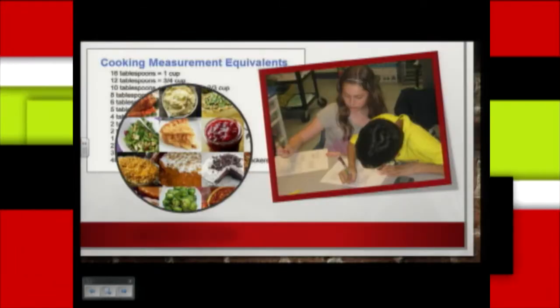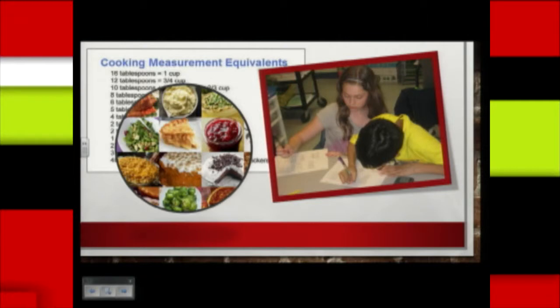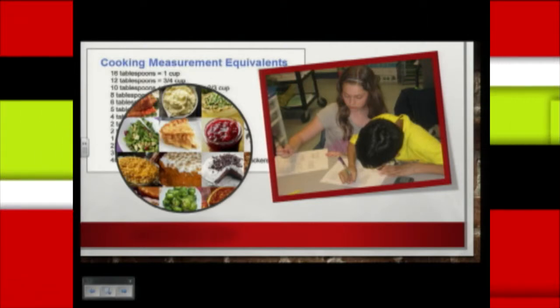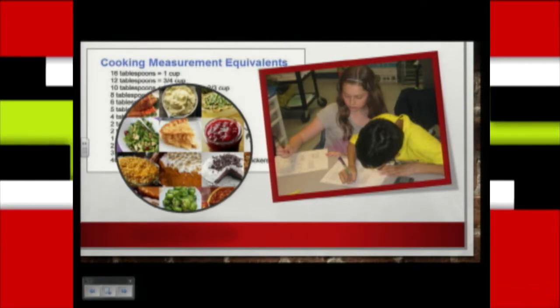We also had to research facts about Thanksgiving and other traditions around the world. This is when we learned about the Harvest Festival, that is celebrated like our Thanksgiving in other parts of the world.